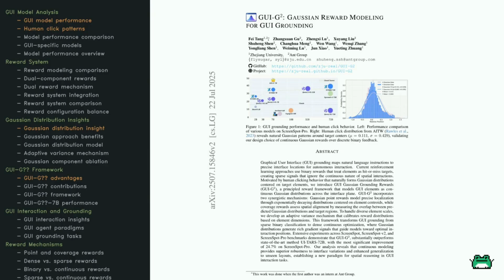Moving on to the abstract, it sets the stage for GUI grounding, which is about mapping language instructions to specific screen spots. Traditional methods are a bit hit or miss, but this paper argues that's too simplistic. They've introduced GUI-G squared, which uses Gaussian distributions to make interactions more realistic. Picture two main techniques: point rewards for precise locations, and coverage rewards for aligning predictions. There's also an adaptive variance mechanism for handling different element sizes, shifting from binary to continuous optimization.